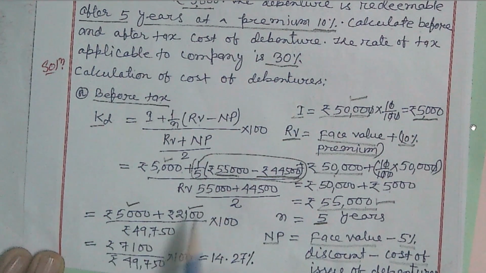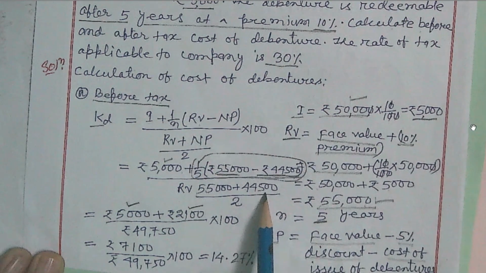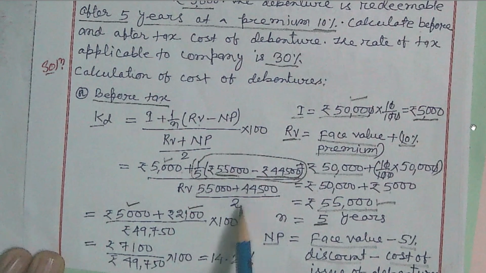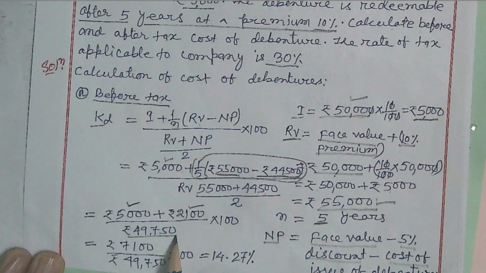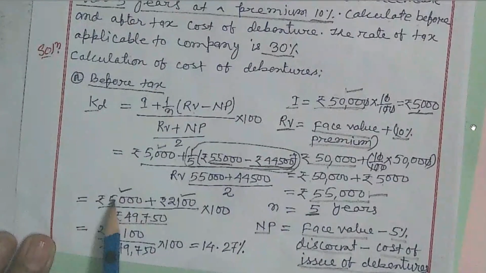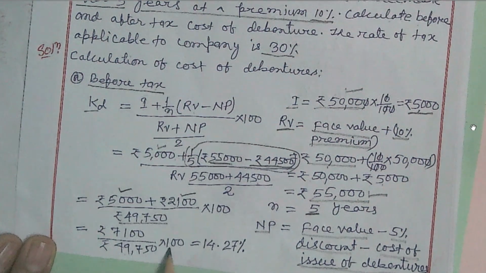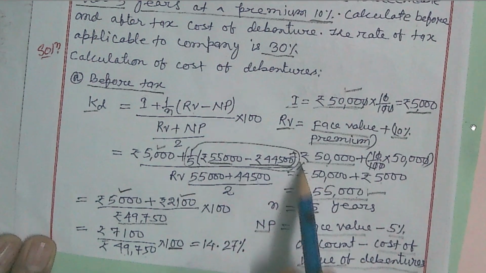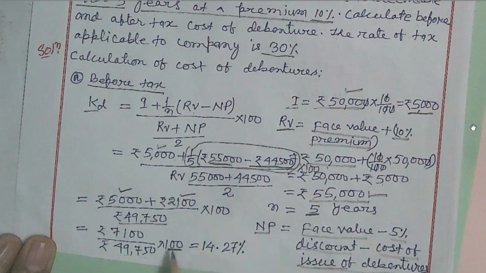And this is the average: 55,000 plus 44,500 divided by 2, that is 99,500 divided by 2, so you will get 49,750. And this 5,000 plus 2,100, that is 7,100, divided by 49,750 multiplied by 100. Here the 100 was omitted, so you can add the 100 here.